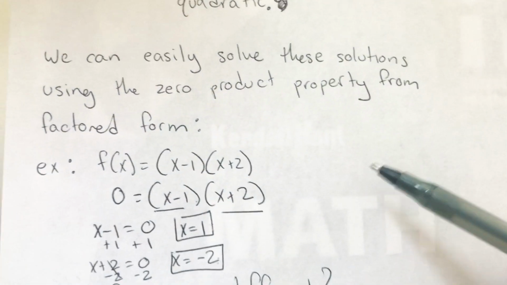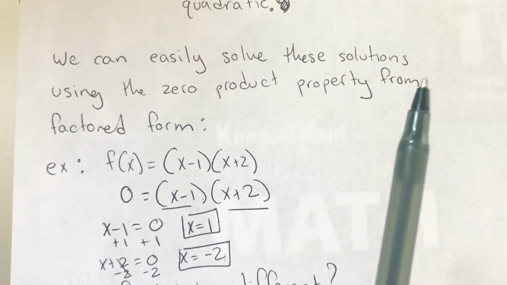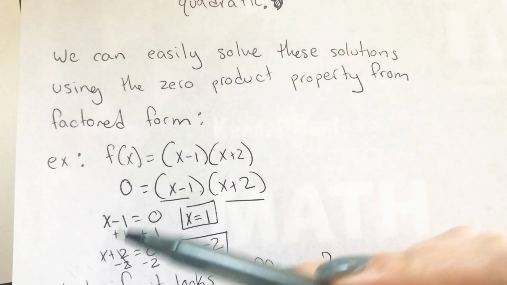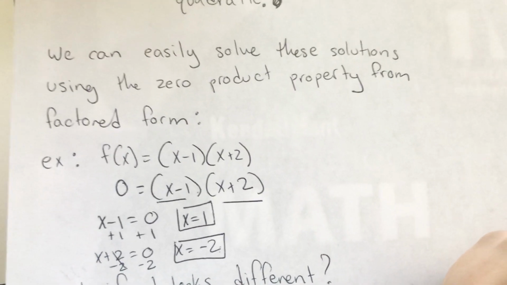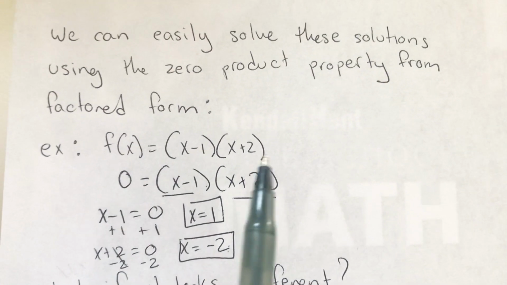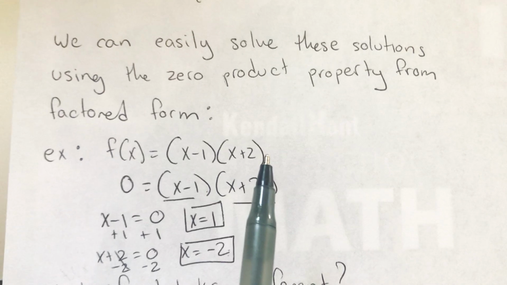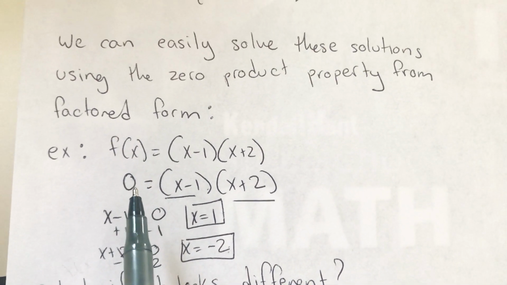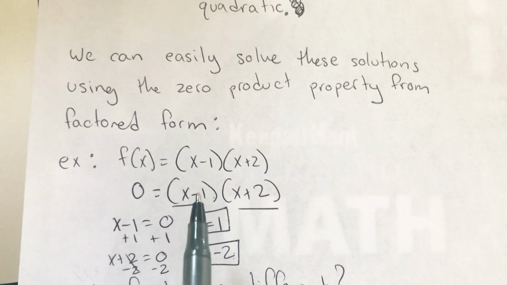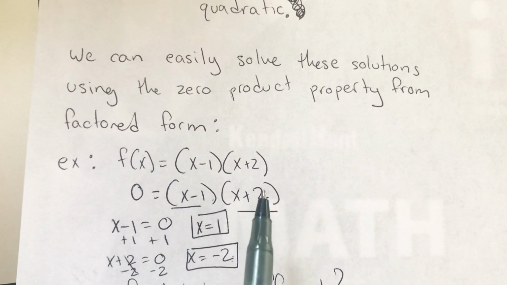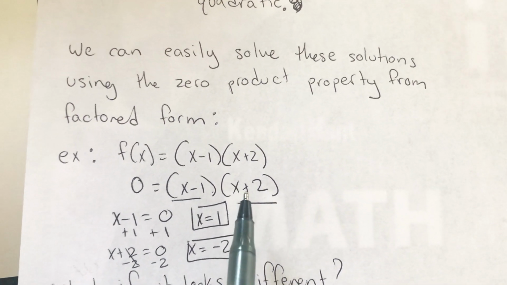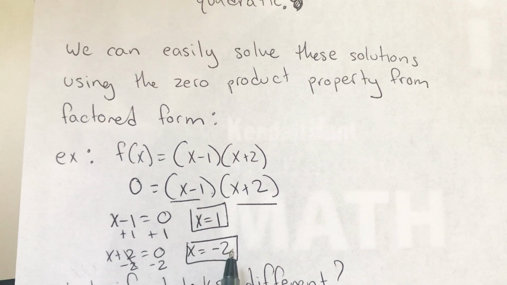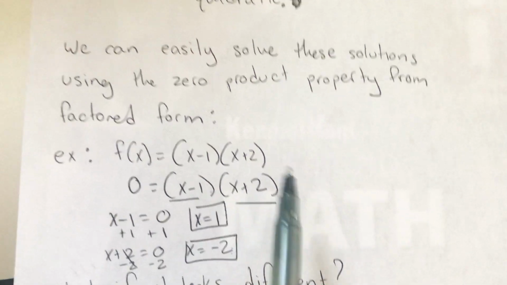So far, we learned last lesson that we can easily find these solutions using the zero product property from factored form. So here's just a quick example to recap what we did last lesson. Here we have a quadratic in factored form. We know to find the solution, we need the equation to be equal to 0. So it's set up equal to 0. And then, because it's in simple factored form with just the two factors, nothing else, I can easily set each factor equal to 0 and solve for the x value.